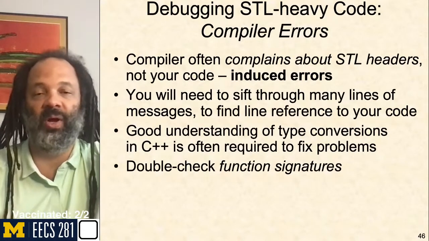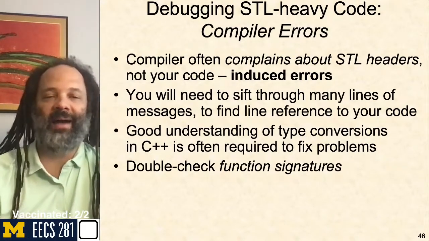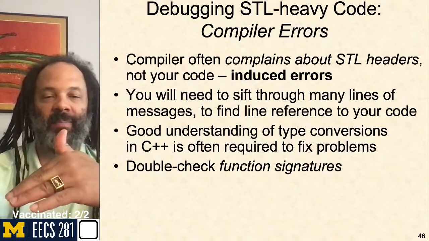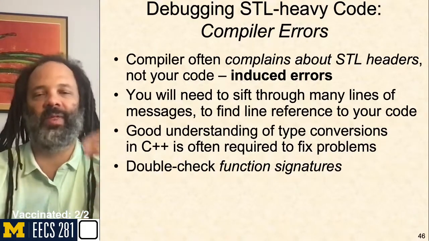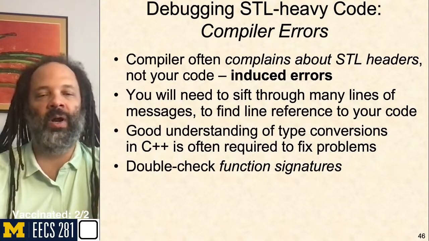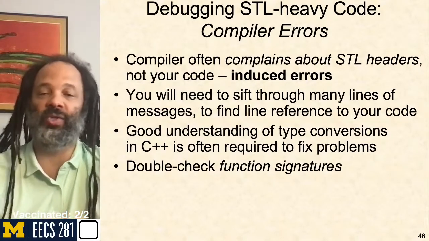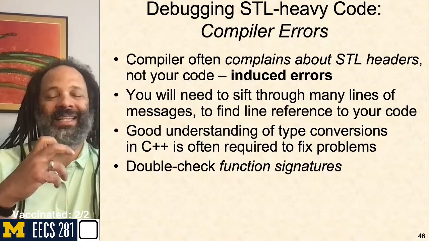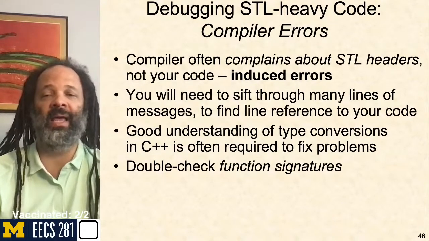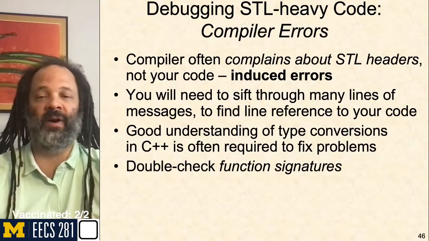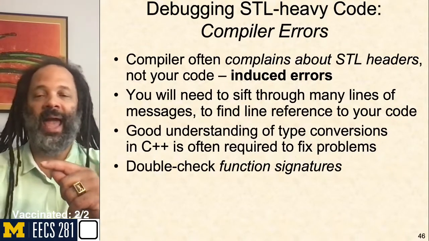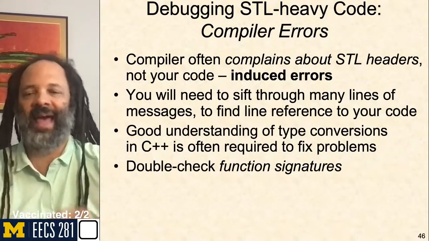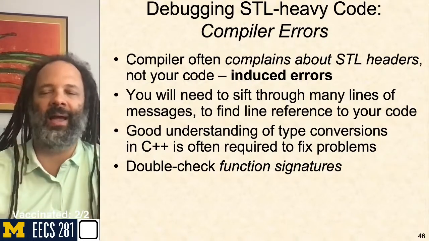These induced errors come from your code. So you have to follow back through the list of the compiler errors until you get to something that belongs to you, and that's where the problem is. That's generally where you've had a type issue. So double check your function signatures. It's hard to read, but most of those compiler errors are saying you tried to call this function with this object and it needed to be that object, and there's no good way to convert from this to that. So there's a problem. We can't compile.